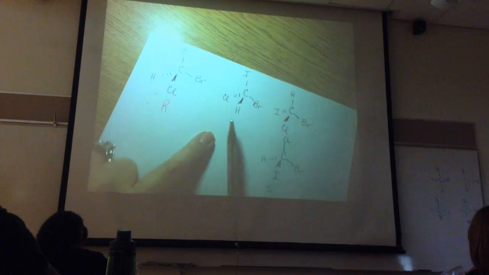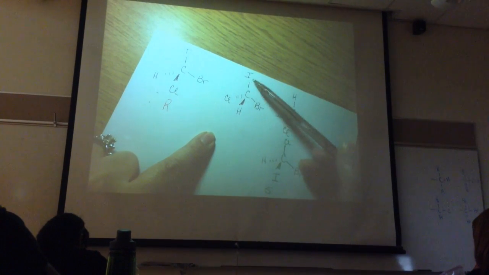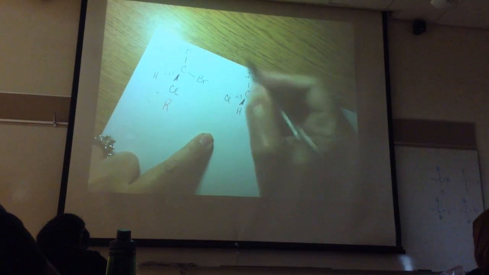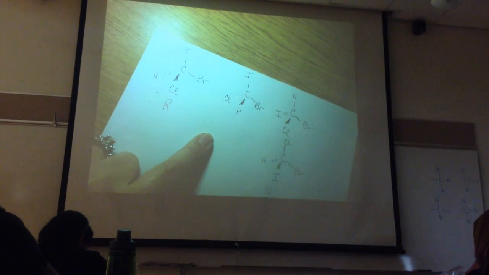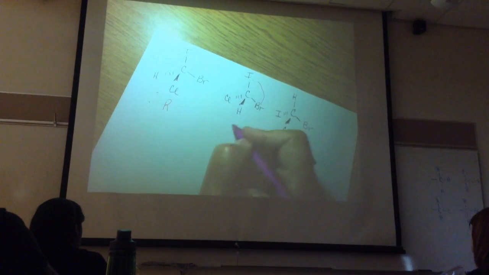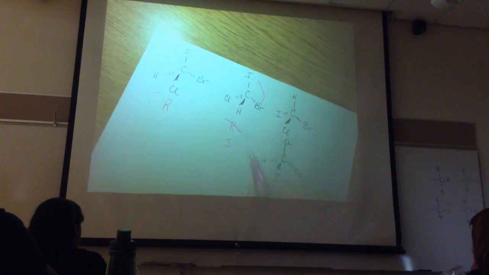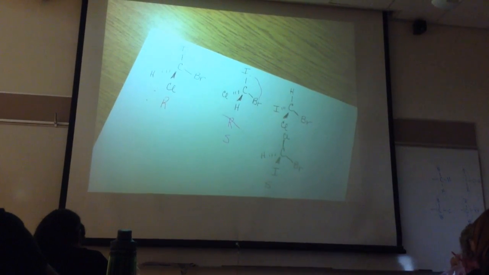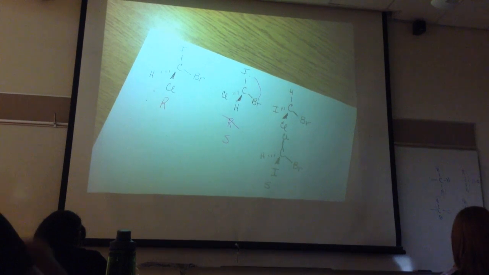So when I'm looking at this one, and this is priority 1, priority 2, priority 3, and I'm going clockwise, right? Priority 1, 2, and 3, and I'm going clockwise, and I say it's R. Oh no, but it's S, because the lowest is now out of convention and to the front.